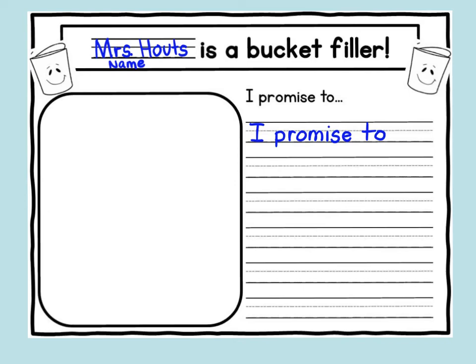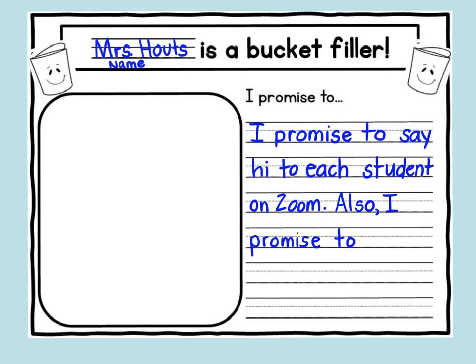So for myself, for my own promise, I promise to say hi to each student on Zoom. Also, I promise to use a calm voice when talking. So notice how I was a little specific with the things that I want to promise, that it's my goal to say hi to each of you on Zoom and to keep a calm voice. So you can be specific like this, or you can be a little bit more general, like saying that you promise to share with others.